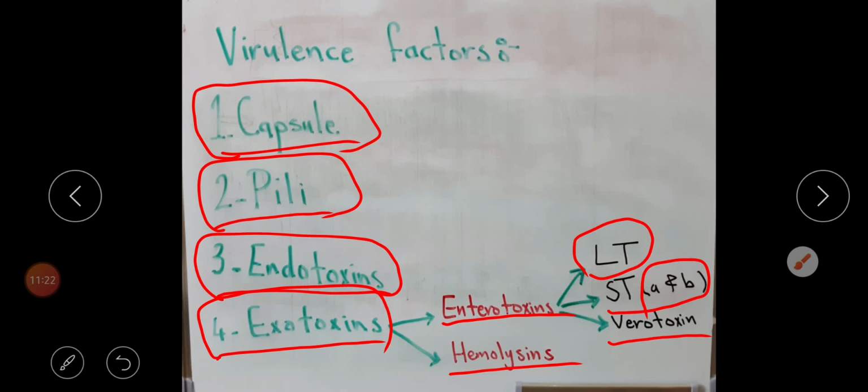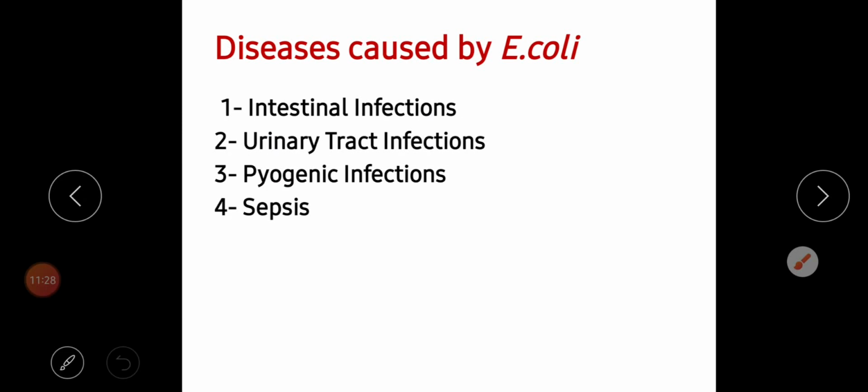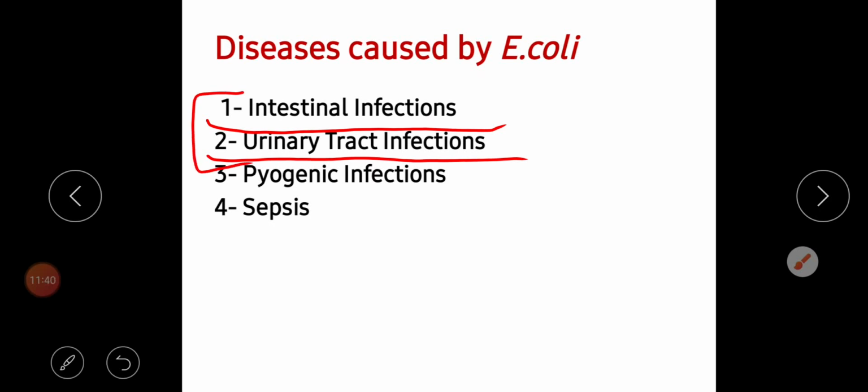Now we'll pass to the second part of our lecture today, which is diseases caused by E. coli, and this is very important for us. They cause mainly intestinal infections and urinary tract infections. These are the two most important infections caused by E. coli. Also, they may cause pyogenic infections or sepsis.